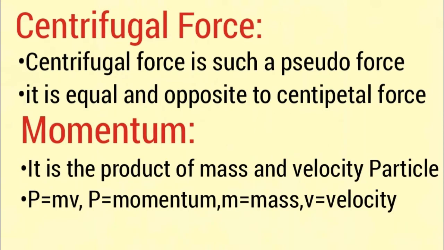Next is centrifugal force. Centrifugal force is a pseudo force and it is equal and opposite to the centripetal force. Then momentum. Momentum is the property of a moving body and it is defined as the product of mass and velocity of the body. So momentum is equal to mass into velocity. P is equal to mv, where P is the momentum, m is the mass of the body, v is the velocity of the body, and its unit is kilogram meter per second.